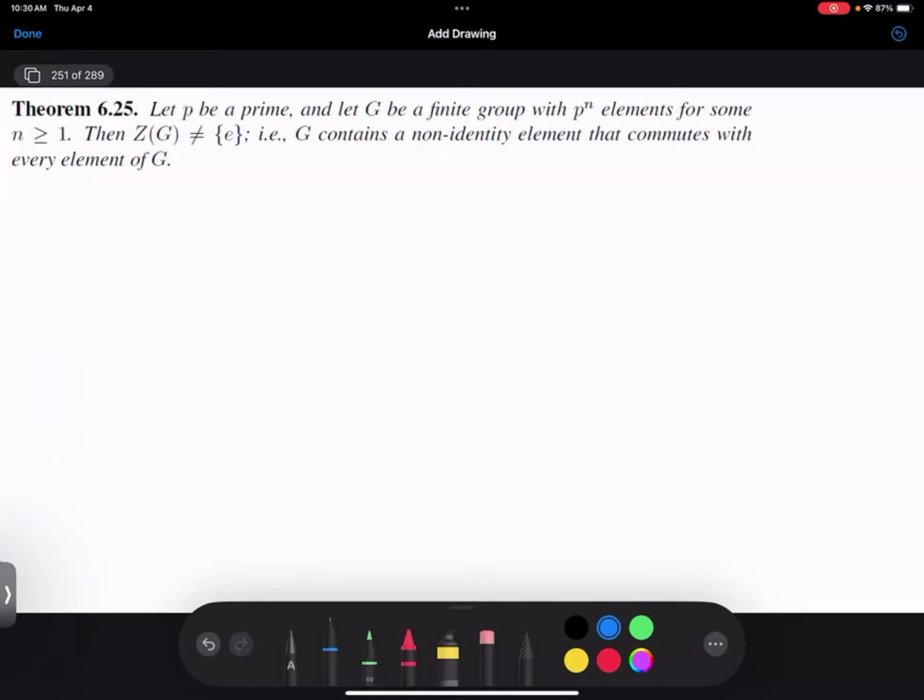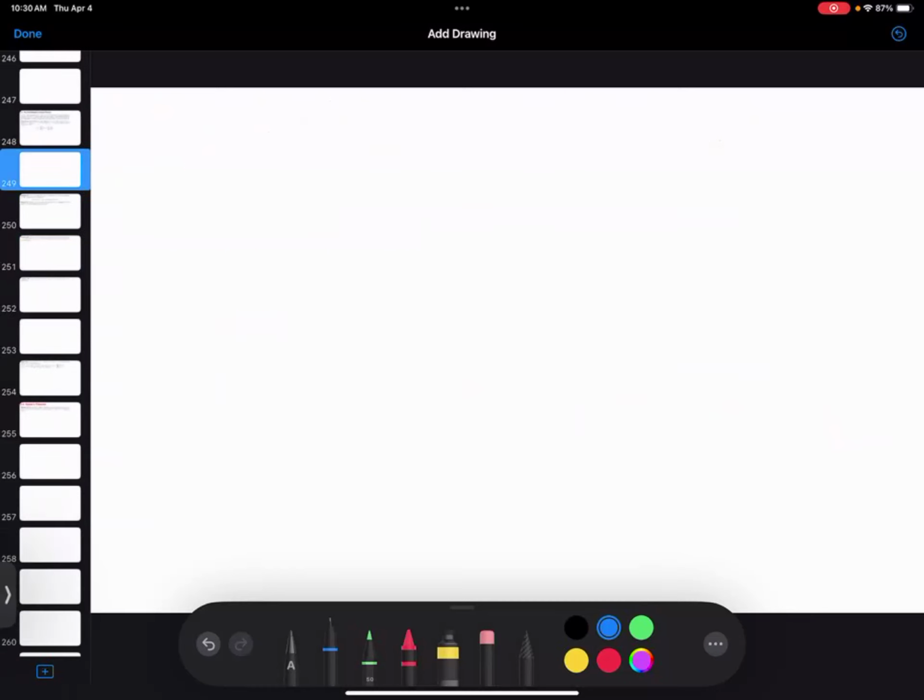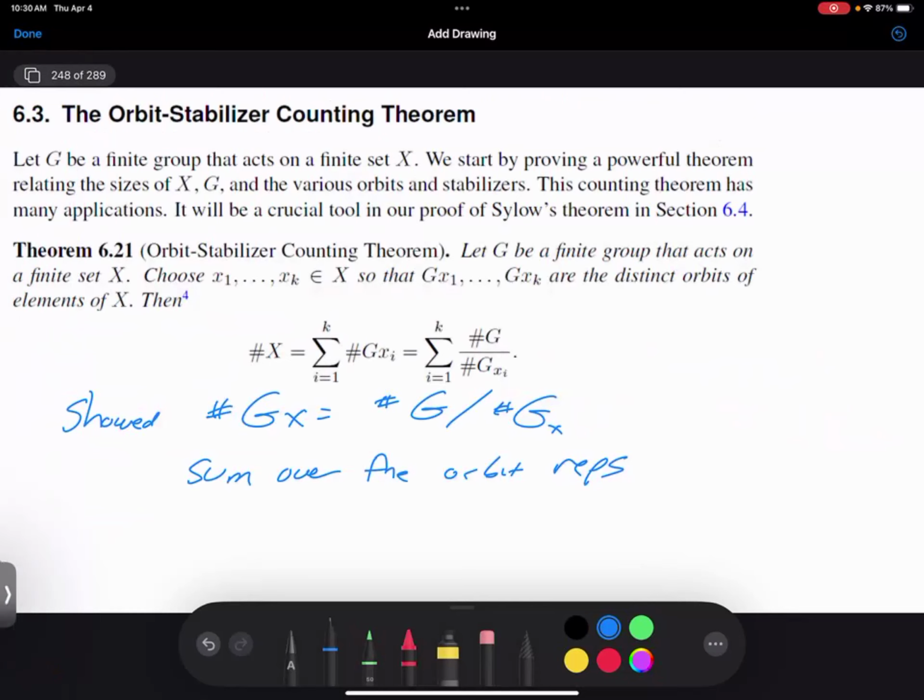Now there's a lot of possible actions that G can have, and it depends on what set it's looking at. What theorem do you think might be useful to prove this? Yeah, we just proved this orbit-stabilizer counting theorem. So maybe we can somehow apply this. If we're going to apply this, we have to figure out what we should choose for the group action and what we should choose for the set X.